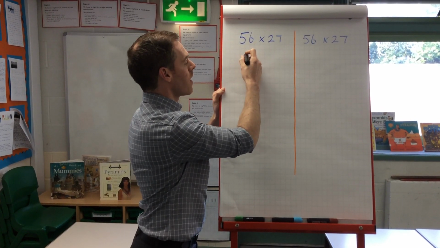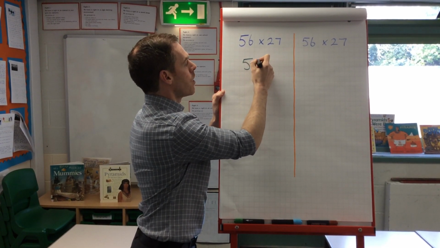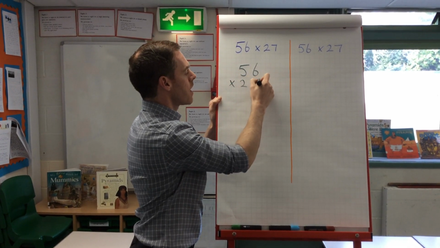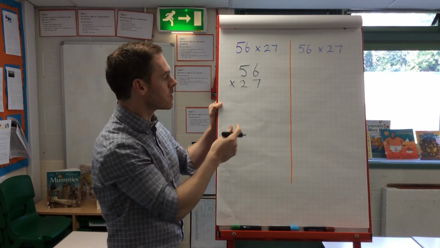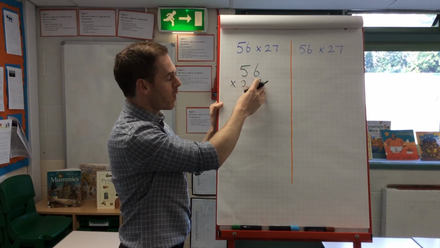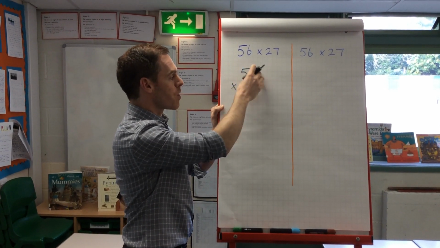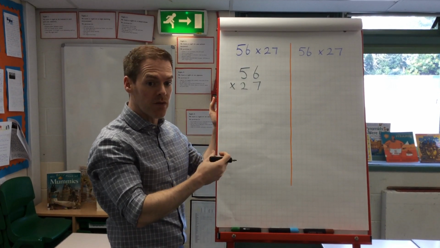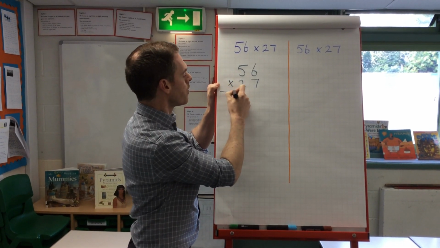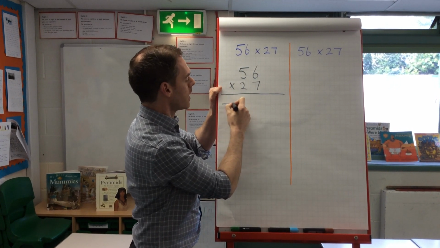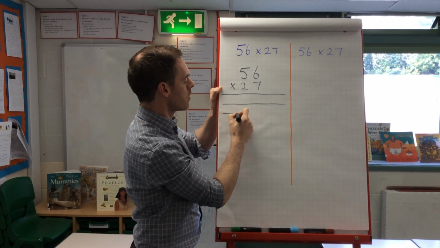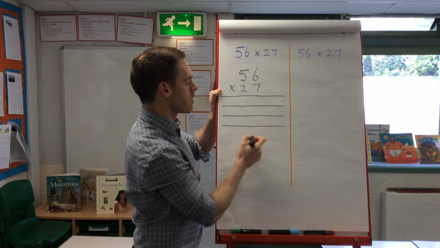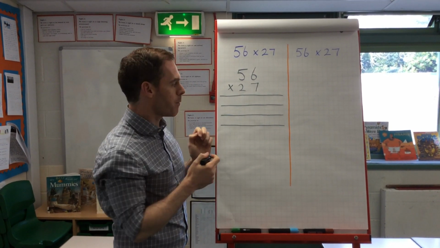So first of all, let's lay it out in our short method. So 56 multiplied by 27. Of course, we know that means 56 groups of 27 or 27 groups of 56, because with multiplication it's the commutative law, we can do it either way round. Now I'm going to do at least 4 lines to begin with. Of course you'd use a pencil and a ruler, and you're going to be doing lots of lines as well, and we'll see why in a second.